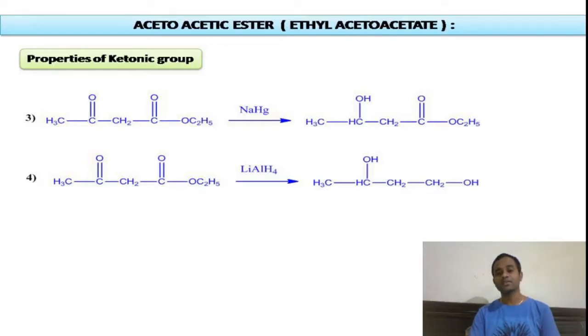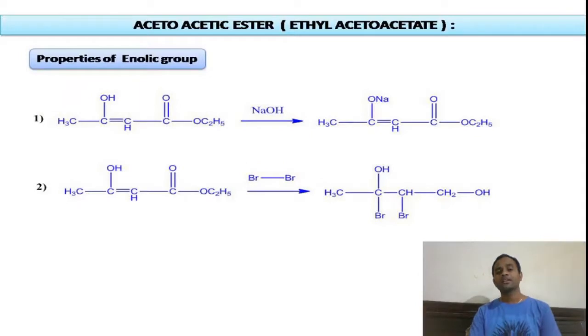Whereas in the presence of sodium amalgam, in the first case you see only the keto group is reduced to give a secondary alcohol. Here the ester group has not been disturbed, right? This is about the properties of a ketonic group, right?